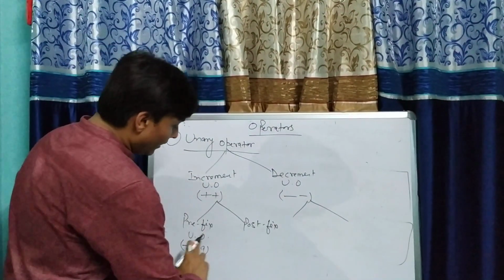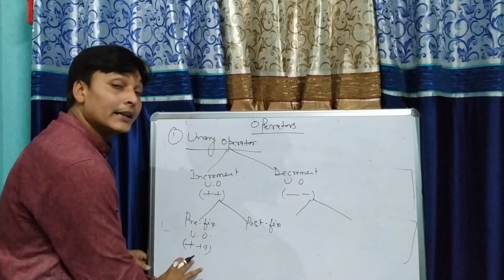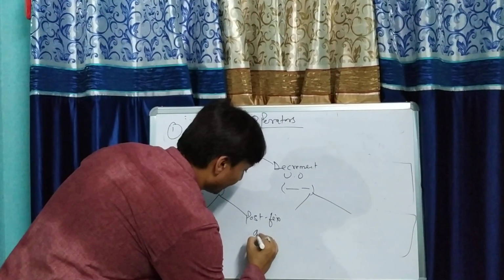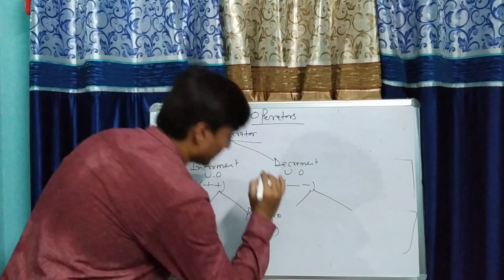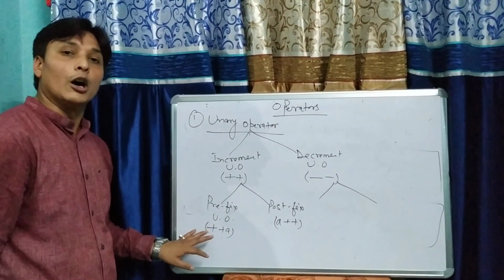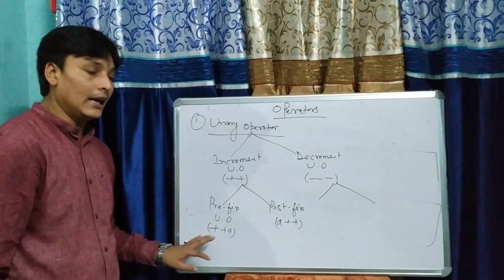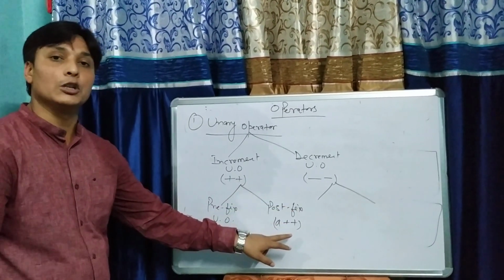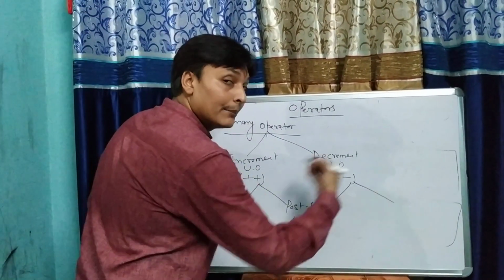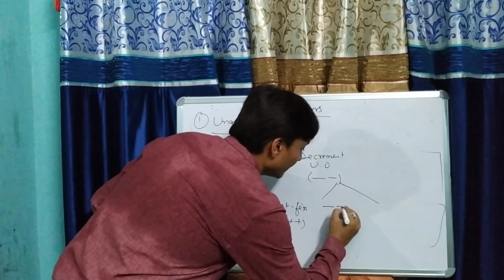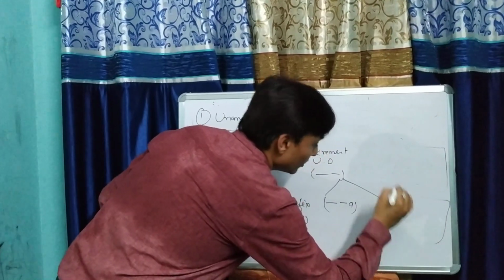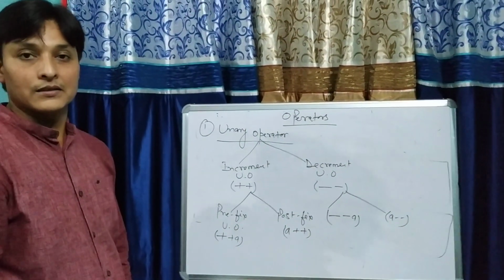Sorry. Prefix increment unary operator will be denoted by plus plus a, while postfix increment unary operator will be denoted by a plus plus. Are you getting my point? Likewise, prefix decrement unary operator will be denoted by minus minus a, and postfix decrement unary operator will be denoted by a minus minus.